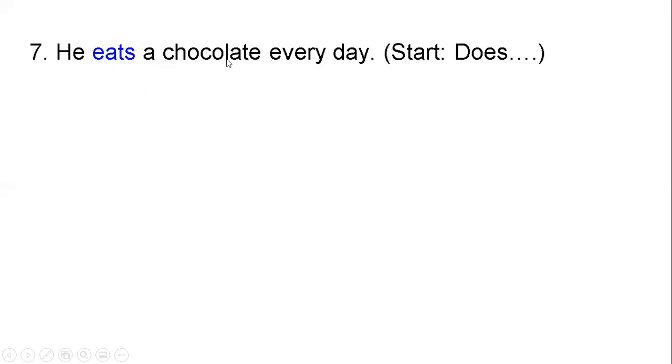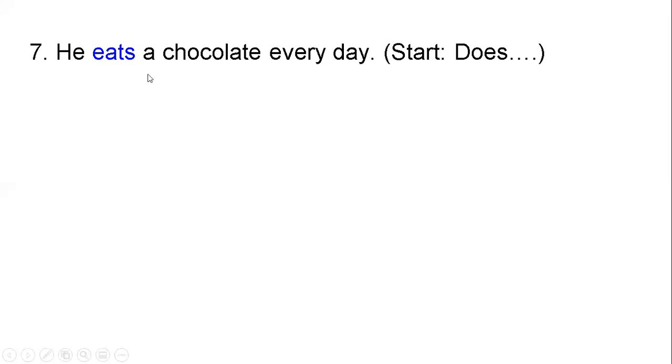He eats a chocolate every day. I'm saying start with "does." And there's one more important thing I told you to remember. Although you are starting with the word "does" because this is present tense, that means he's doing it every day, so it's present tense. There is another change you need to make, which I told you about. The verb has to change. Okay? So you cannot say, does he eats a chocolate every day? You have to change this verb.